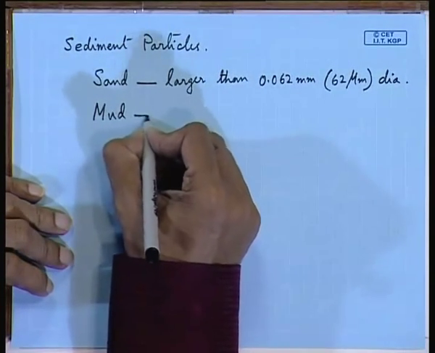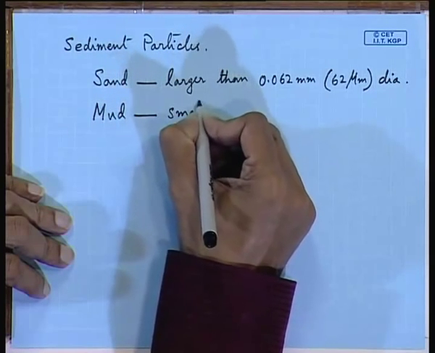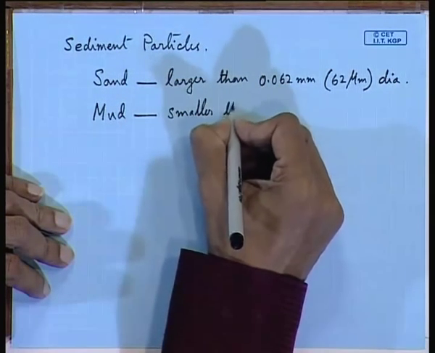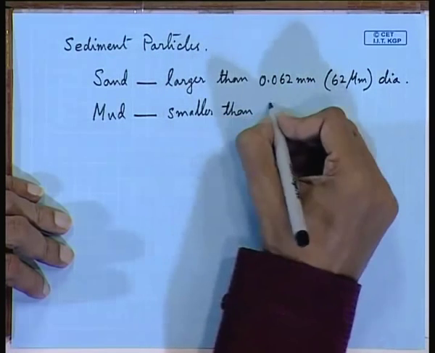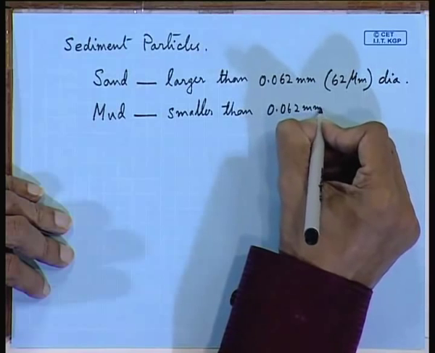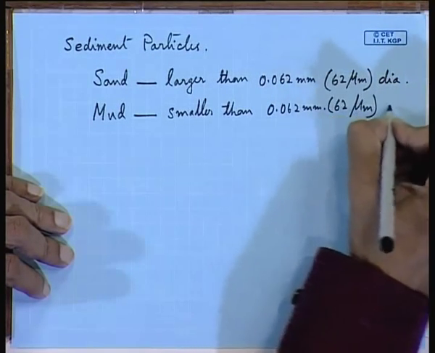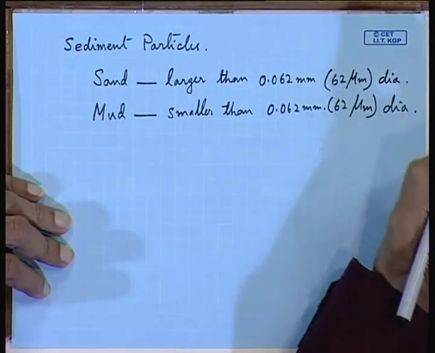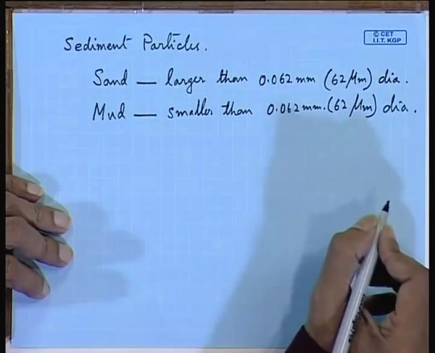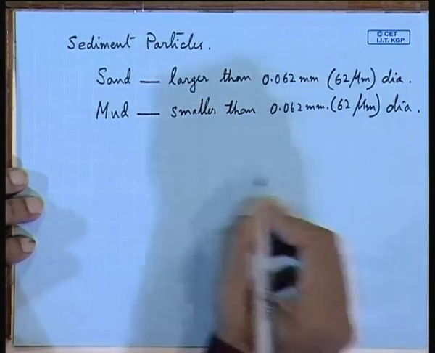Mud is smaller than this, smaller than 0.062 millimeters. So, this is your physical demarcation between sand and mud.